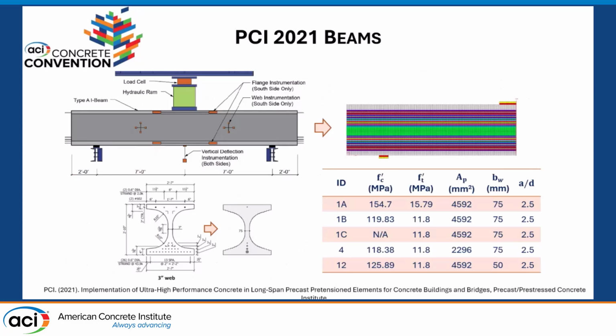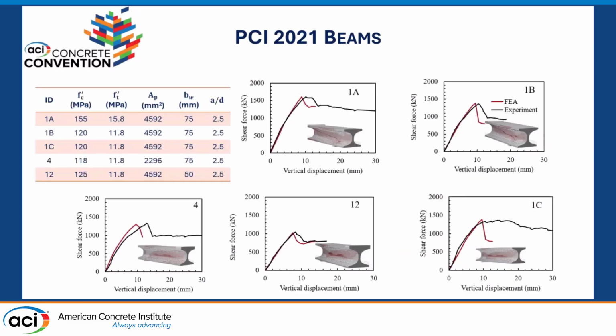Here we can see the UHPC beams tested by eConstruct in collaboration with the Precast/Prestressed Concrete Institute, PCI for short, which focused on changing the web thickness and the level of pre-stressing in the UHPC beams. And as we said, we took the tension response from our developed artificial neural network, and as you can see, the model performed reasonably well in modeling the response of these UHPC beams.